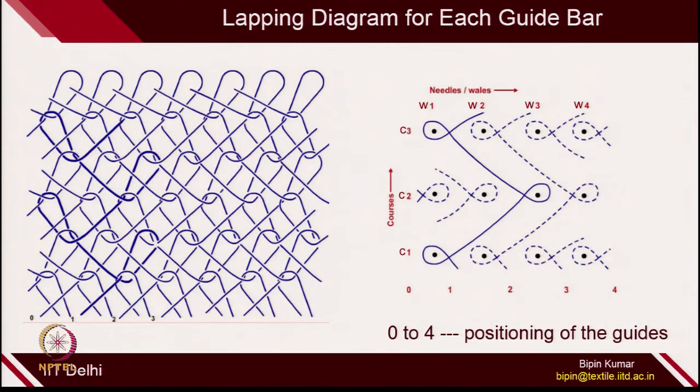Okay. So, this is called a lapping diagram, which indicates how the individual guides are moving during fabric formation. You can keep repeating these movements for other guides and then you get a diagram like this. At this moment I need to explain only the movement of one particular guide, which is shown by the dark line here. So, this is the lapping diagram.